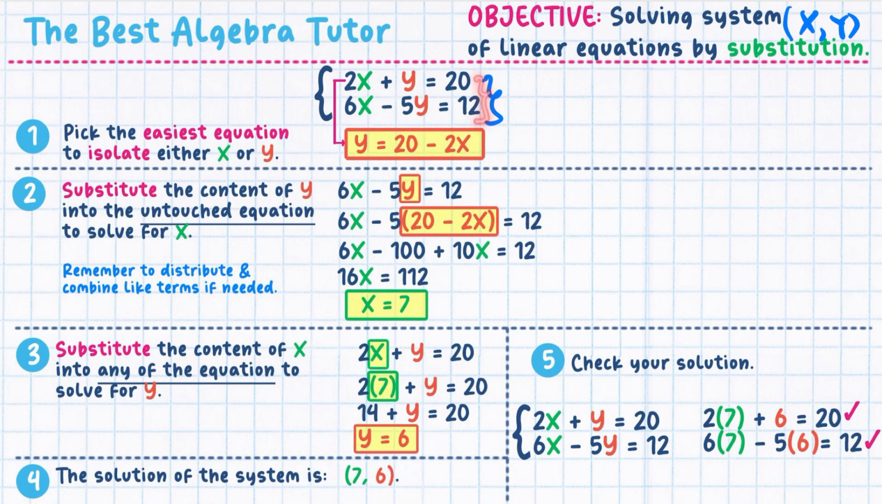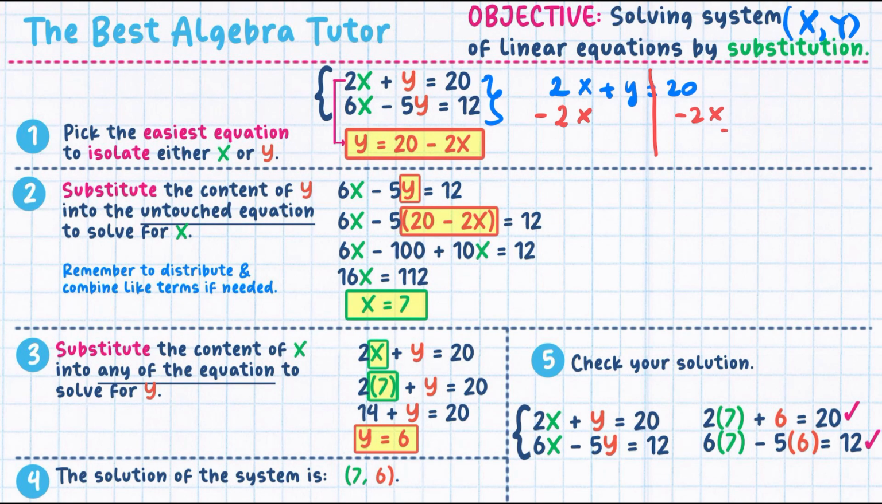So I have these two equations, and I can tell that this one is probably going to be the easiest one to isolate because I don't have a coefficient in front of my y. This one, I have a 6, I have a -5, which means I'm going to have to do an extra step of dividing to isolate my x or my y. So I want to pick the first one. 2x plus y equals 20, minus 2x on both sides. So that would be y equals 20 minus 2x.